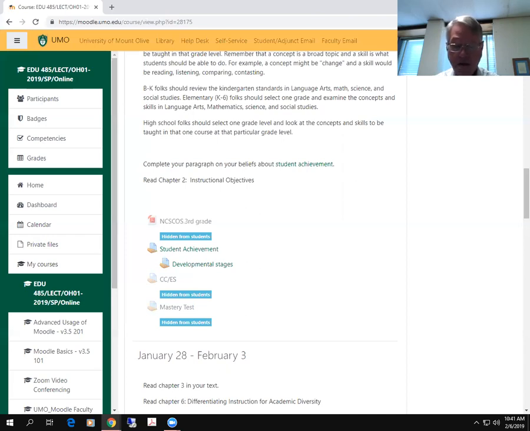We talked about the difference between goals and objectives. A goal is a long-term, broad concept. An objective is a way to help you reach that goal. It's an incremental process of the things that you would have students do in order to master that particular goal.